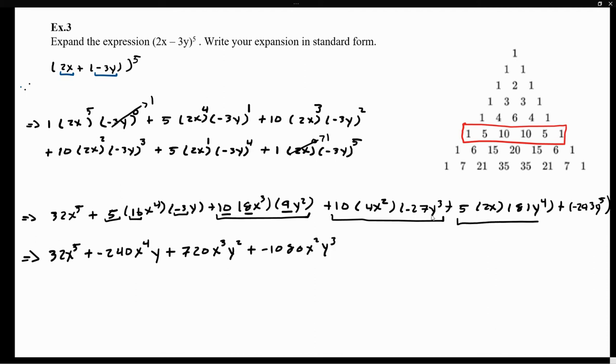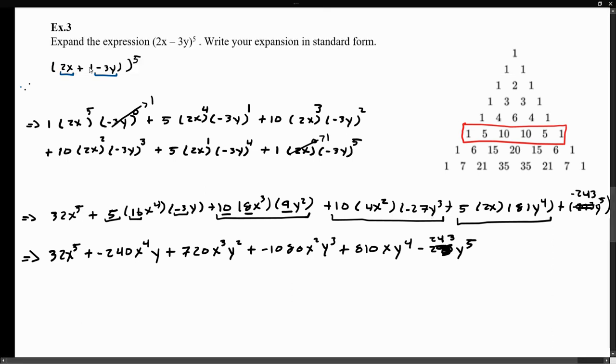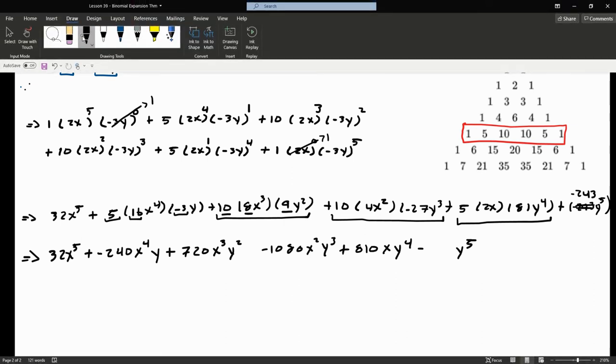We're almost done. Definitely a lot of work. So 5 times 2, that's 10, times 81, so that's definitely 810 x y to the fourth. And lastly, negative 243 y to the fifth. Sorry, this is supposed to be negative 243. Let's just clean this up. It looks weird whenever we have plus or minus, so I'm going to just keep it as minus. And that's about it.